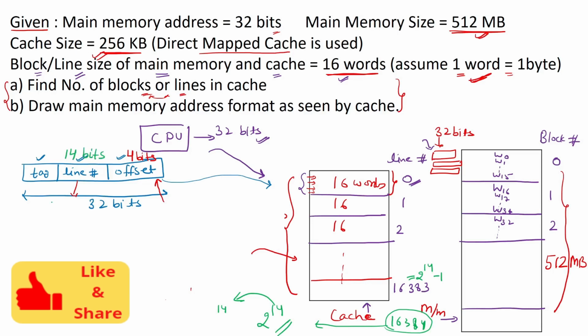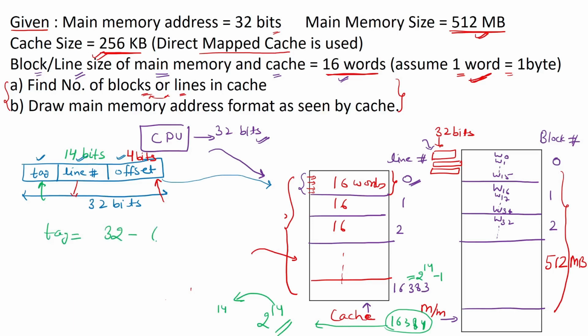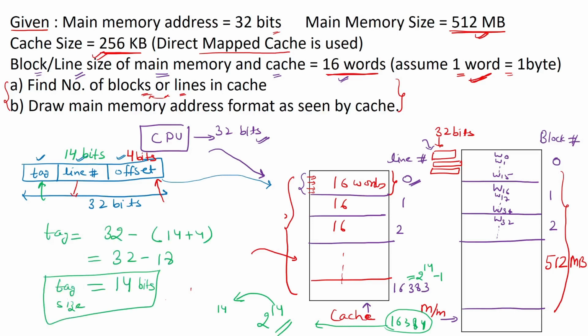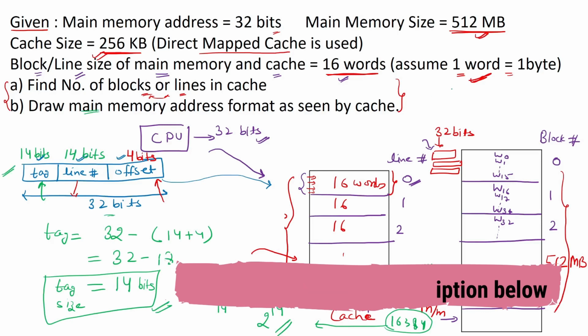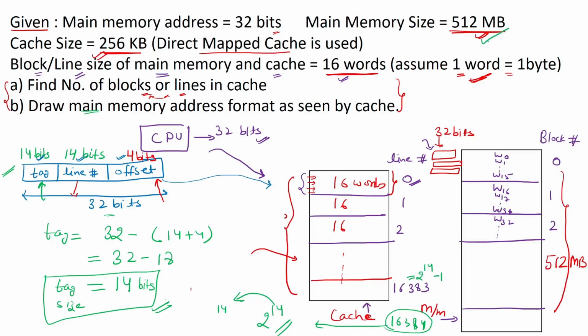The remaining bits will be for the tag. So the tag will be 32 minus the sum of 14 and 4, so your tag size will be 14 bits. If you add 14, 14 and 4, you get a total of 32 bits. So this is the memory address. You can see that in this question we actually do not need the main memory size; it was redundant data given to us.